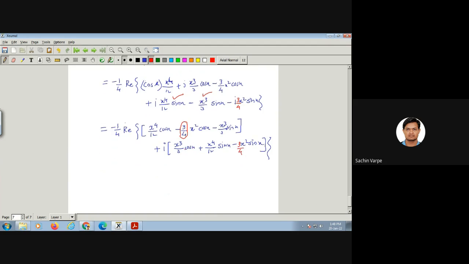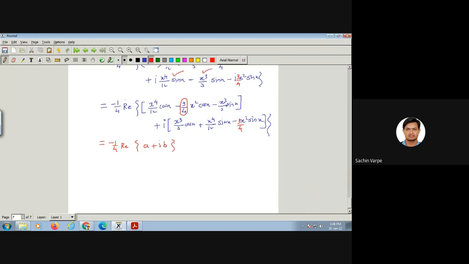Is it okay now? So can you see this is of the form minus 1/4, a real part of the form a plus ib. Everyone, can you see this? This is a, the whole bracket, and this is plus I times the whole bracket as b. तो इसमें से मुझे क्या चाहिए, सिर्फ रियल पार्ट चाहिए। सो हू इज द रियल पार्ट? a. तो -1/4 into what is real part? That is x raised to 4/12 cos x minus 3/4 x square cos x minus x cube by 3 sin x, and that is my final particular integral.